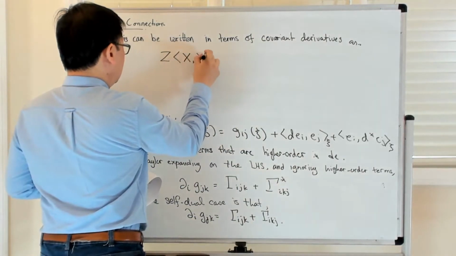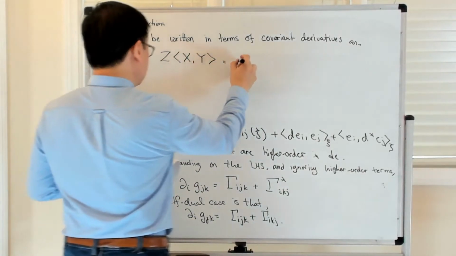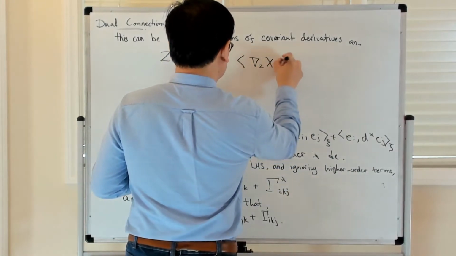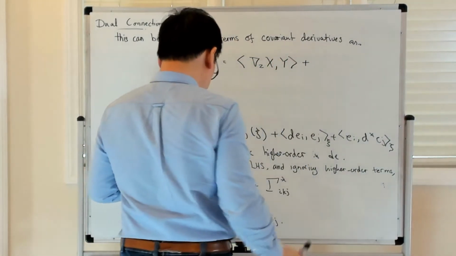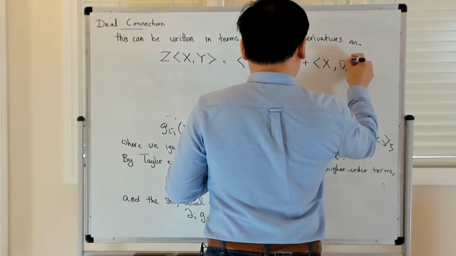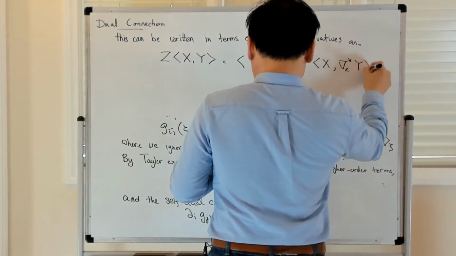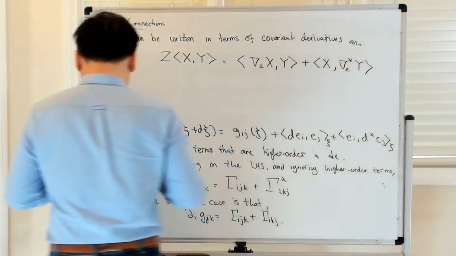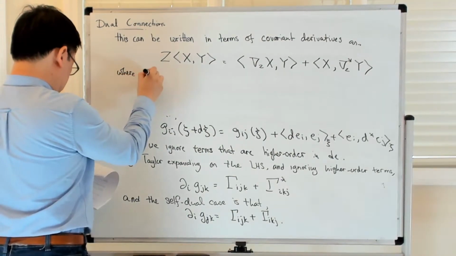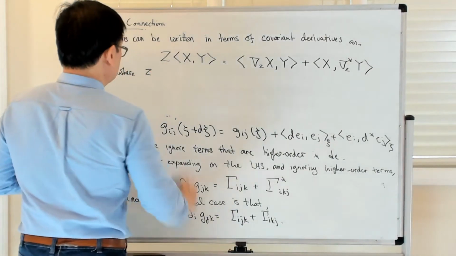Nabla_Z acting on the inner product of X and Y is equal to nabla_Z X, Y plus X, nabla_Z star Y, where X, Y, and Z are vector fields.